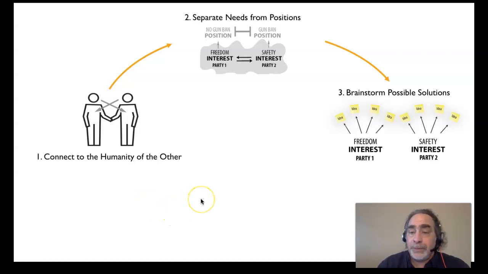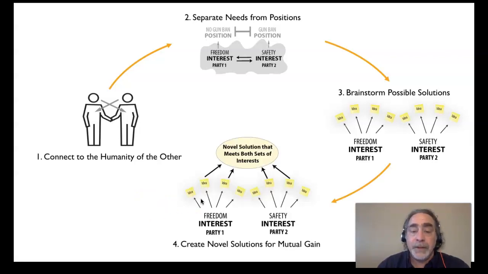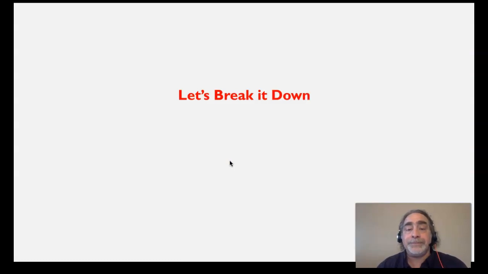So once that's done, you bootstrap a solution. You create a novel solution, building upon all the ideas, all the solution possibilities that you've come up with to address each party's interest. Well, build on them to jointly create a novel solution, a solution that no one's even thought of, that can solve the problem of meeting each set of needs at the same time. And the process continues. Let's break it down.